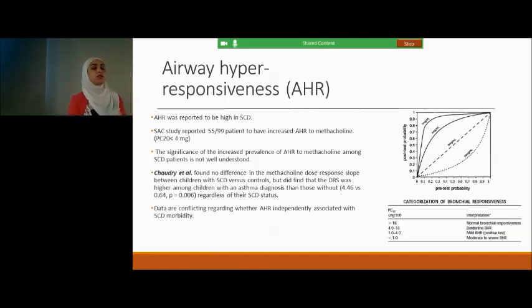Because going back to the literature, a lot of studies have reported, for example, that kids with sickle cell disease have higher airway hyperresponsive testing. And I just chose to remind you quickly how we diagnose airway hyperresponsiveness. If you guys remember the methacholine challenge test, where we have the patients inhale methacholine in different concentrations, and then we pick the PC20, which is the concentration at which the FEV1 drops by 20%.